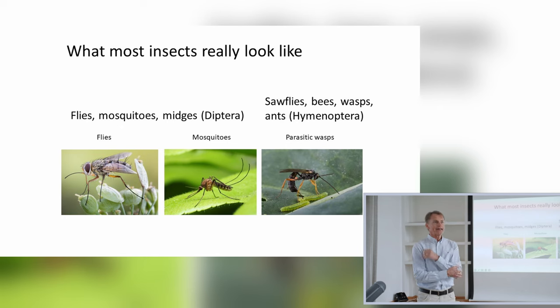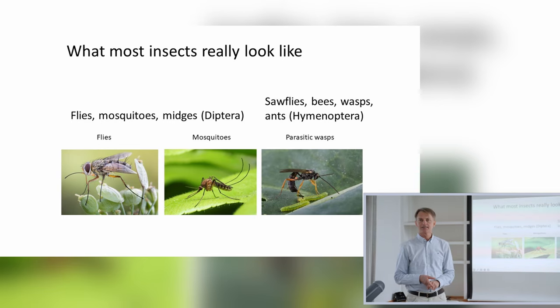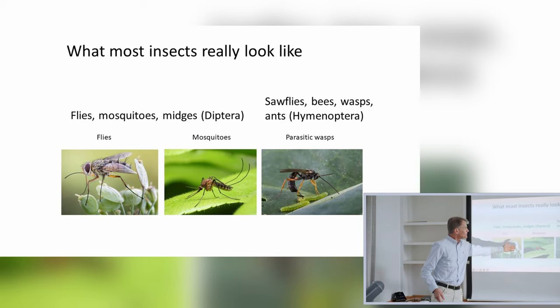They're small, inconspicuous, and they belong to the group Diptera, they're flies, mosquitoes, midges, gnats, or they belong to the group Hymenoptera. They're sawflies, bees, wasps, and ants. And you see some typical representatives here. This is a fly, a mosquito, and a lot of the Hymenopterans, they're parasitic wasps.